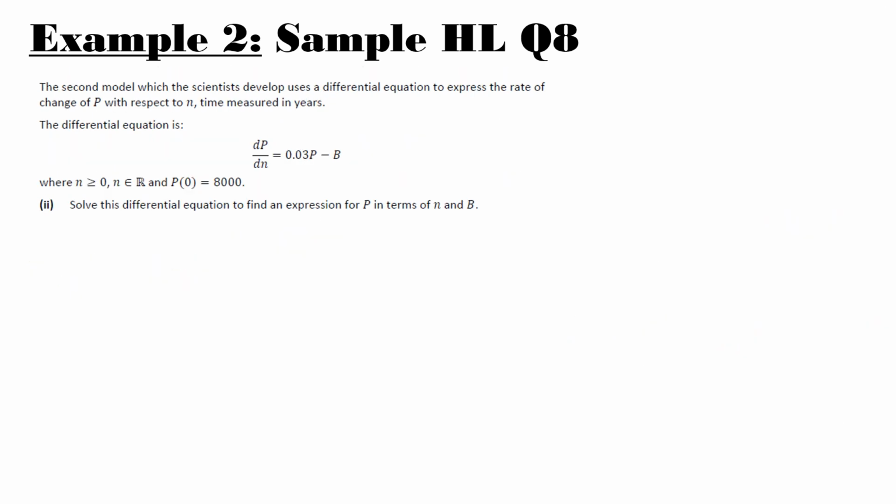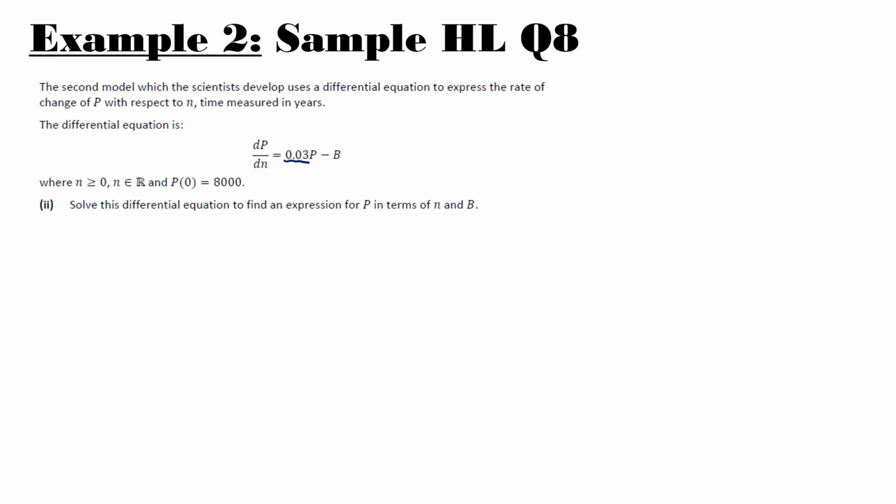A second model, which the scientists developed, uses a differential equation to express the rate of change of P with respect to n, the time measured in years. So the differential equation is dP/dn equals 0.03P minus B. Again, we can notice that unlike the difference equation, in the differential equation, we have 0.03 and not a 1.03. Remember, when we talk about our differential equation, so we're talking about a rate of change, we're focusing only on the change, not on the final answer.